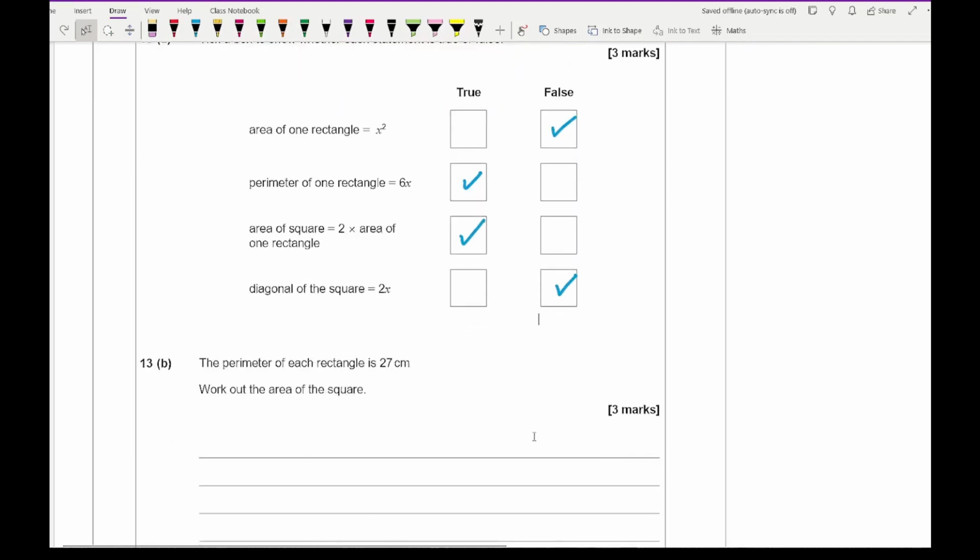For question 13b, it says the perimeter of each rectangle is 27 centimeters. Work out the area of the square. Well, we've already worked out that the perimeter equals 6x, so that equals 27 centimeters. So then taking that, if I divide by 6, I then get my value of x, so x equals 27 over 6, and that as a decimal is 4.5.